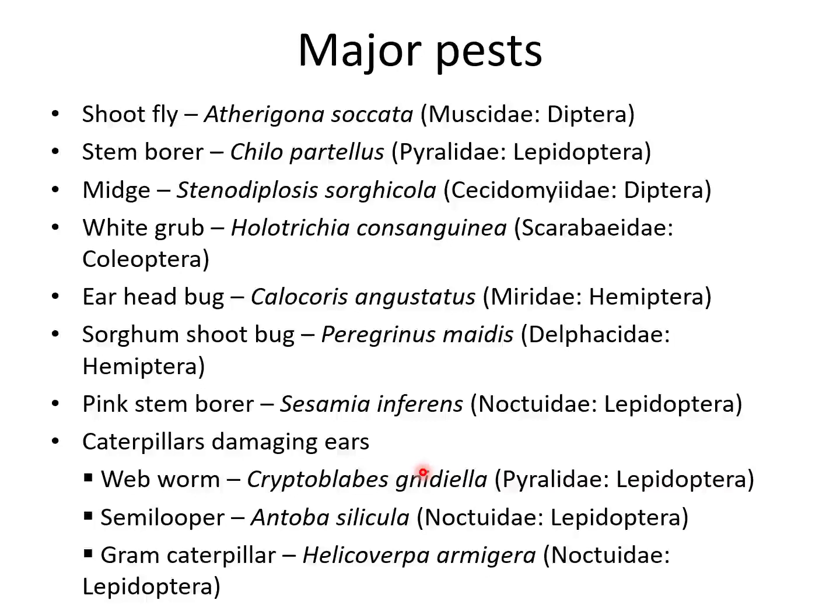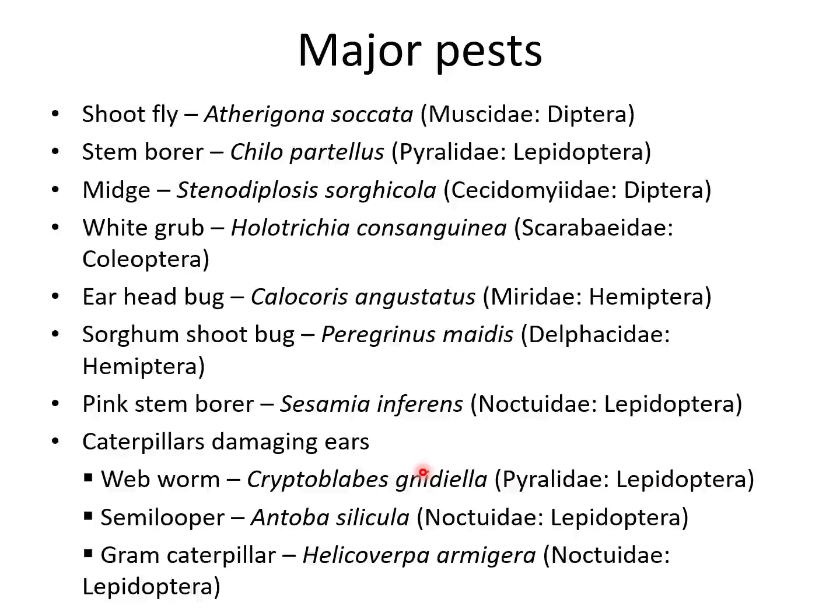Next is a soil insect, that is white grub Holotrichia consanguinea, belonging to the family Scarabaeidae. Then we have earhead bug Calocoris angustatus, Miridae, whose damage is almost similar to the rice bug which you have studied. Then we have sorghum shoot bug Peregrinus maidis, belonging to the family Delphacidae, the family of rice BPH. We have pink stem borer Sesamia inferens, belonging to the family Noctuidae.